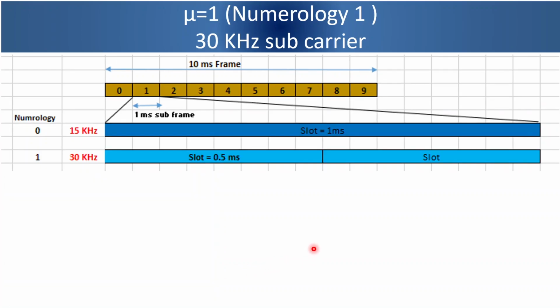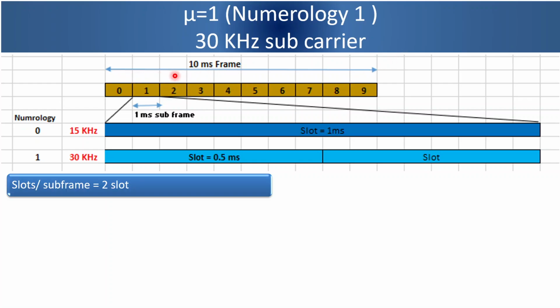Now let us look at frame structure for numerology 1, that is 30 kilohertz subcarrier spacing. As we said, the frame is common for all numerologies, that is 10 millisecond duration. Subframe is also of 1 millisecond. Now for numerology 1, number of slots will be 2. So within the 1 millisecond subframe, we have one slot, second slot, because number of slots is 2 to the power mu, and mu is 1, so 2 to the power 1 is 2, so 2 slots.